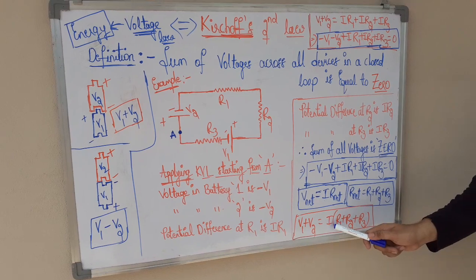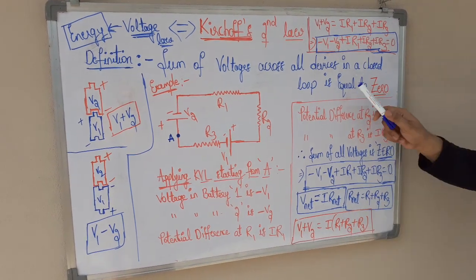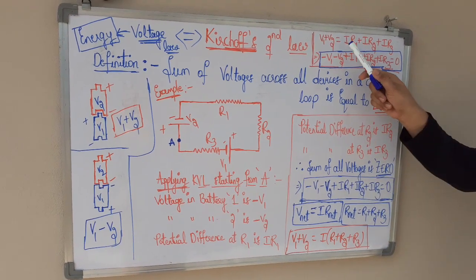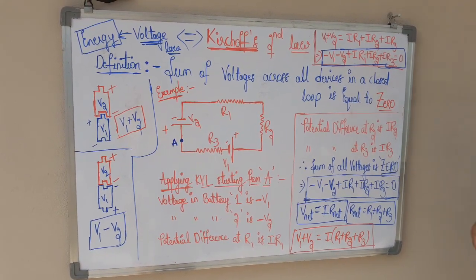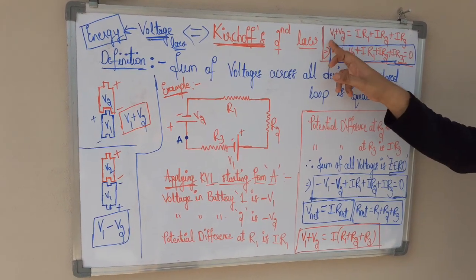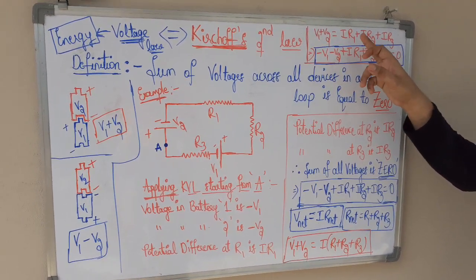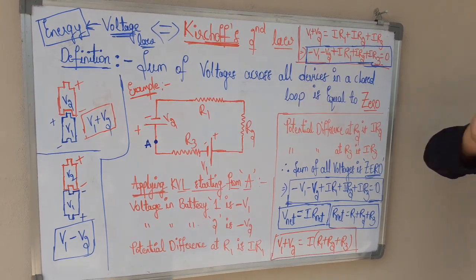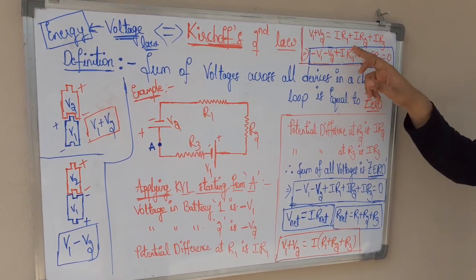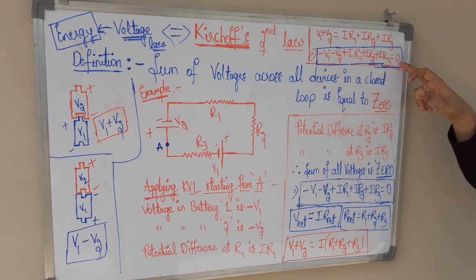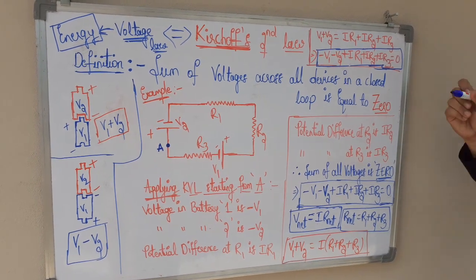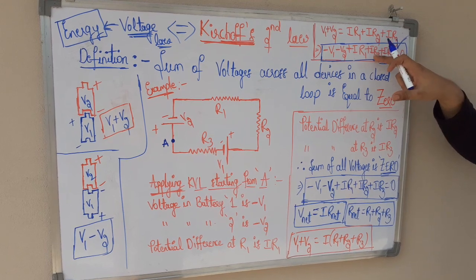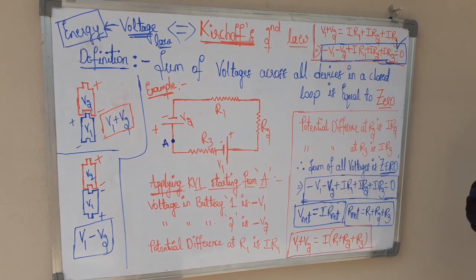If we expand this, V1 plus V2 is equal to IR1 plus IR2 plus IR3. And if you bring V1 plus V2 to the other side, it will become minus V1 minus V2 plus IR1 plus IR2 plus IR3 is equal to 0. This is what we need to deduce here. This is the final equation we need to deduce in this example.